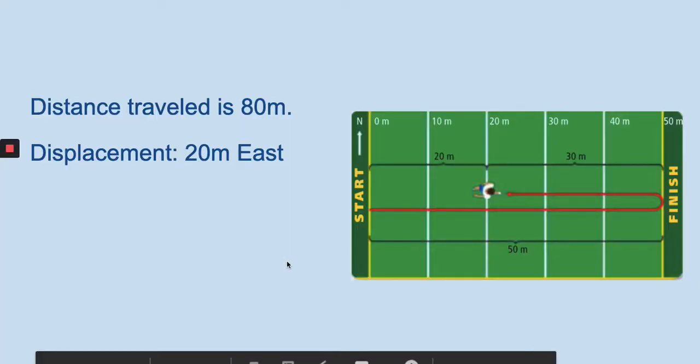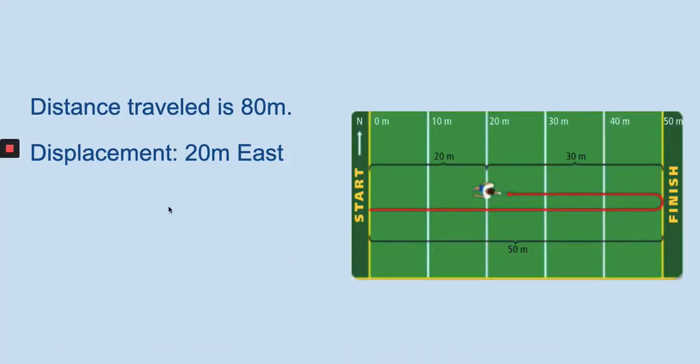So in the question asked before, what was the distance traveled? Well, total distance traveled would be from 0 all the way to 50, then back here. So that's 80. So 50 plus 30 is 80. But the displacement is starting from point A to point B, from start to finish. This person only traveled 20 meters.